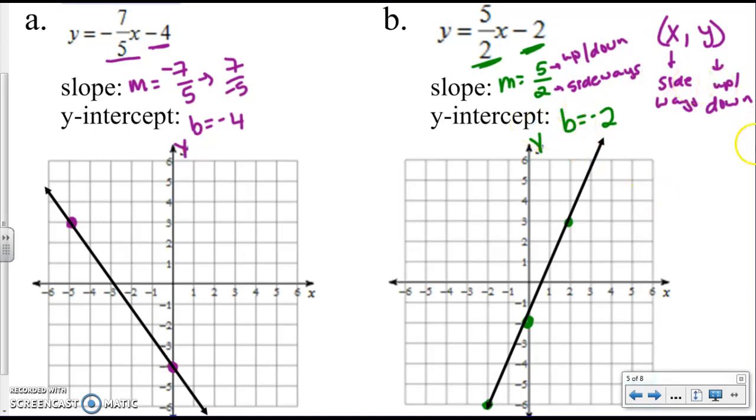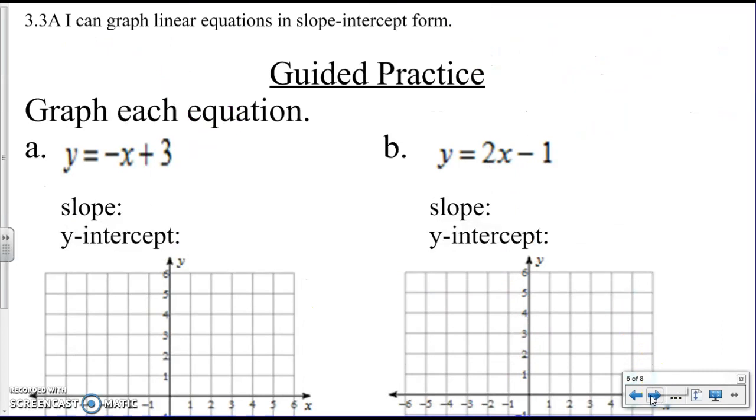The second most common mistake that I see is students forget that B stands for begin on the y-axis, never on the x-axis. Okay? Guided practice problems, go ahead and try those 4.